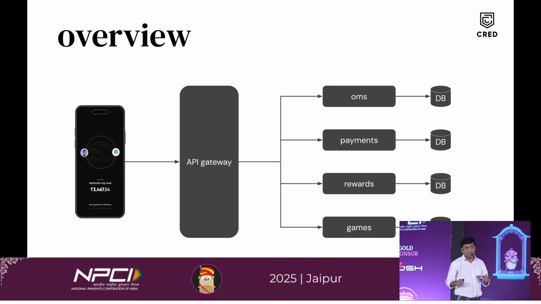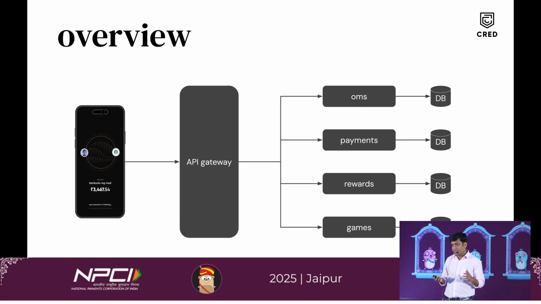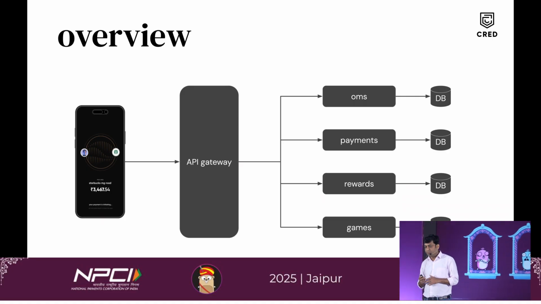So this is how our tech setup looks at a very high level. Our app talks to our backend services through an API gateway. Most of these backend services have their own dedicated databases which they talk to. And so we have plenty of databases deployed, and most of them are relational in nature.